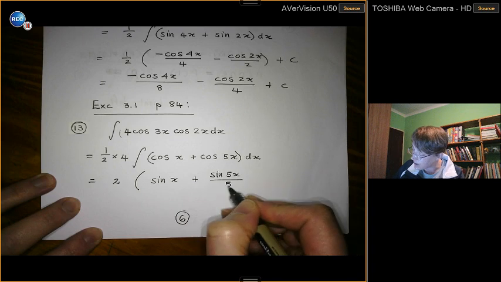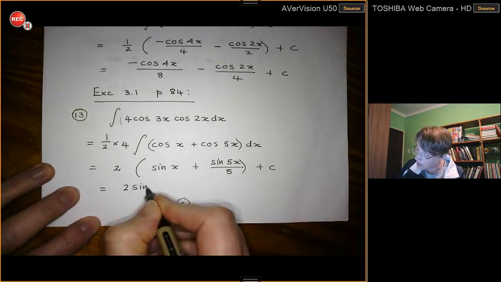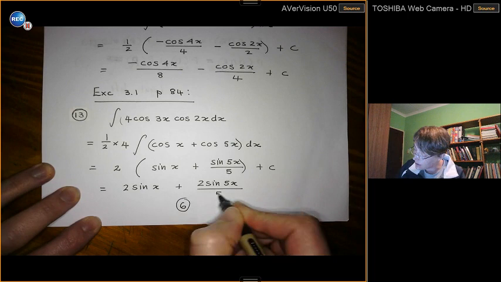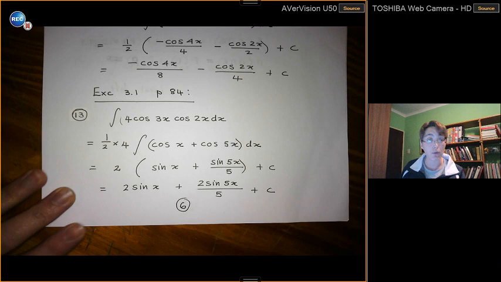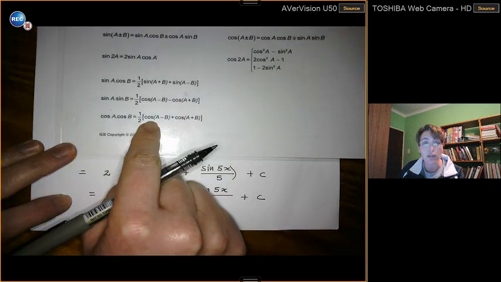And then I can put the plus c down, and I can clean it up by multiplying by 2. So this is going to be 2 sine x plus 2 sine 5x over 5 plus c. There you go. Okay, so pretty easy to use, and like I said, it's on your formula sheet. You just have to recognize when it's necessary to go to these formulas so that you can use them.